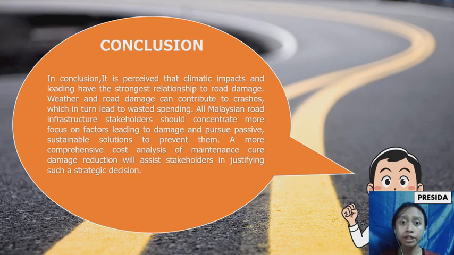Conclusions. In conclusion, it is perceived that climatic impacts and loading have the strongest relationship to road damage. Weather and road damage can contribute to crashes, which in turn lead to wasted spending. All Malaysian road infrastructure stakeholders should concentrate more focus on factors leading to damage and pursue passive sustainable solutions to prevent them. A more comprehensive cost analysis of maintenance and damage reduction will assist stakeholders in justifying such a strategic decision.